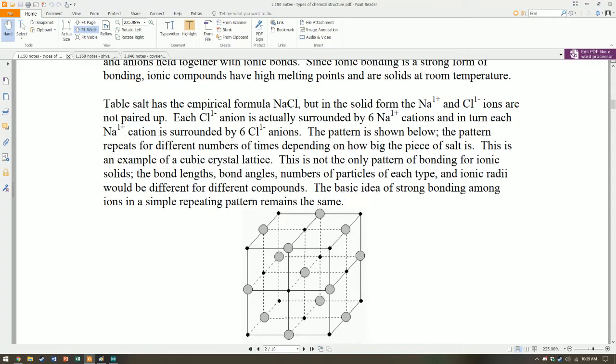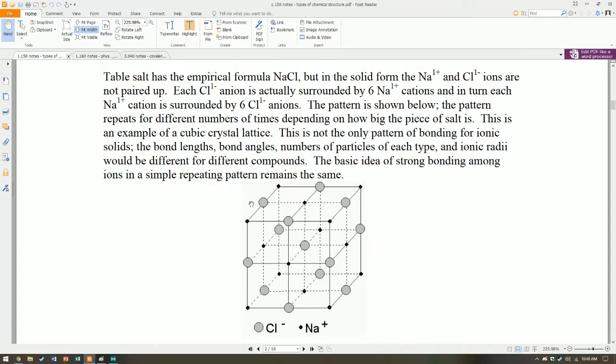This pattern is shown below. This isn't the only pattern for ionic solids. Bond lengths, angles, and all that stuff depend on the compound, but the basic idea is that you have a small repeating unit cell that essentially builds up to nice cubes and rectangles and all that stuff. You have these nice repeating units join up together to build these structures.